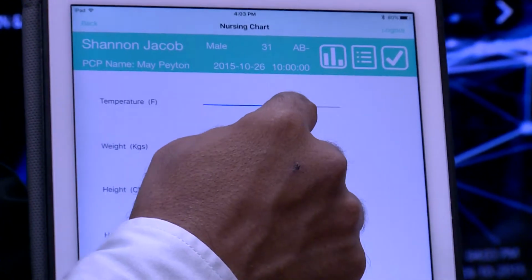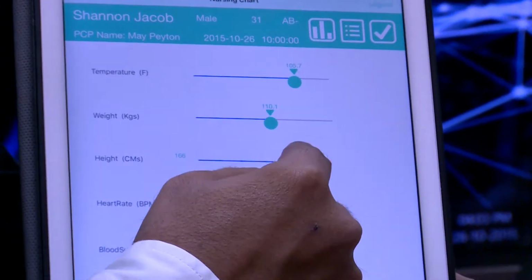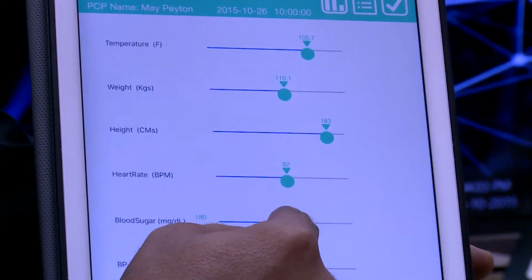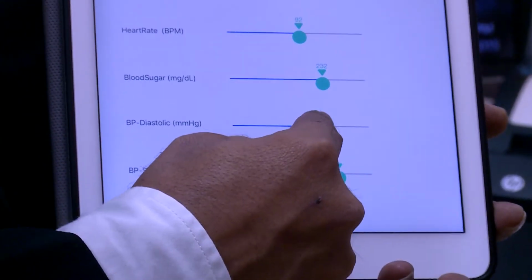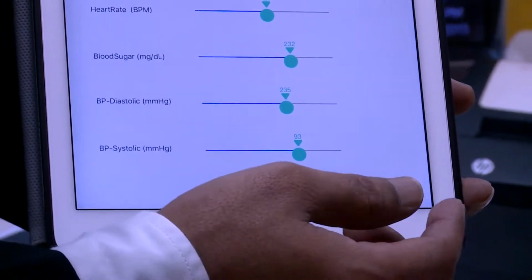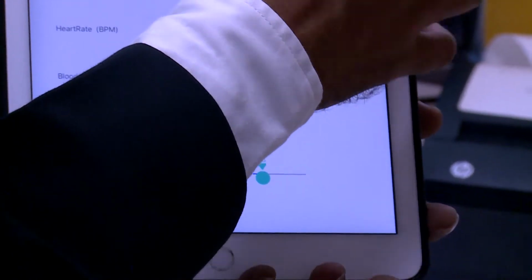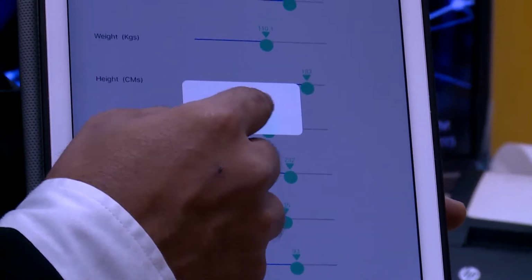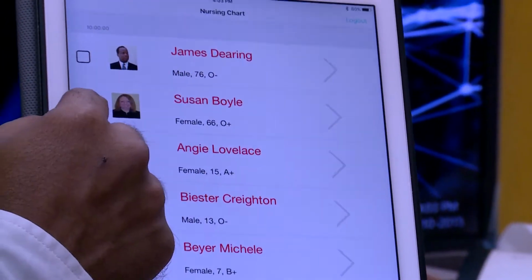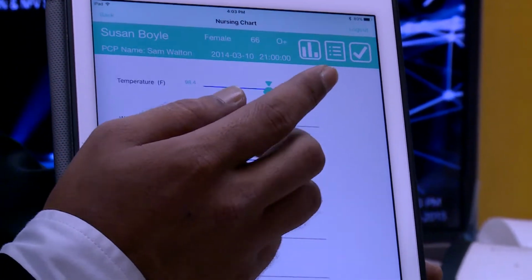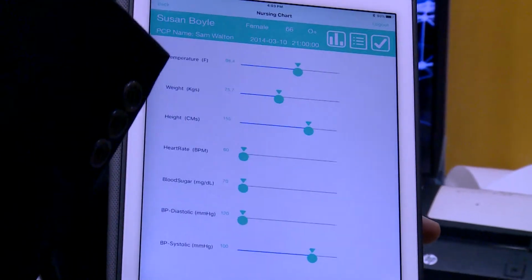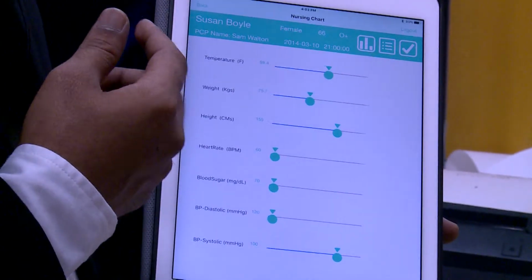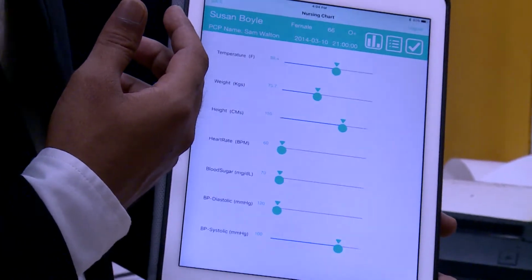So depending on what the data is, the nurse will be able to enter all the data from here for that particular patient with much ease, and the moment she wants to submit it, it will be submitted to the backend, and she can just check that this particular patient has been attended already.